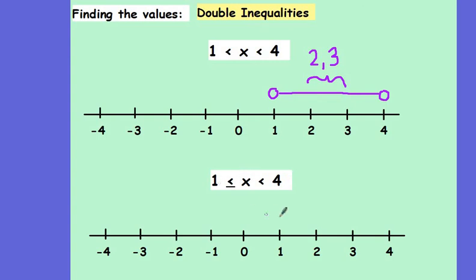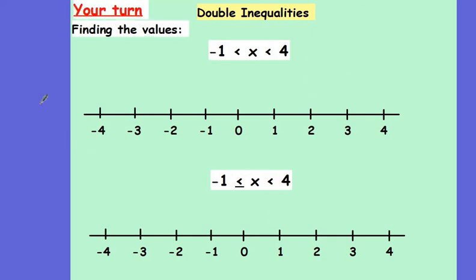If I've got x is greater than or equal to 1, I've now got a filled-in circle on my 1, an empty circle on my 4. If I join them up, the only values I can have now, I can have 1 because it's filled in, 2, 3, but I still cannot have 4.